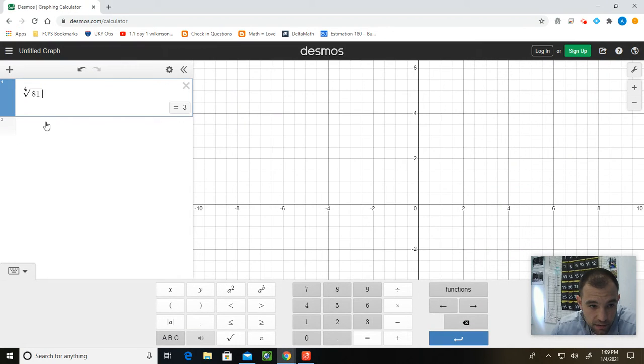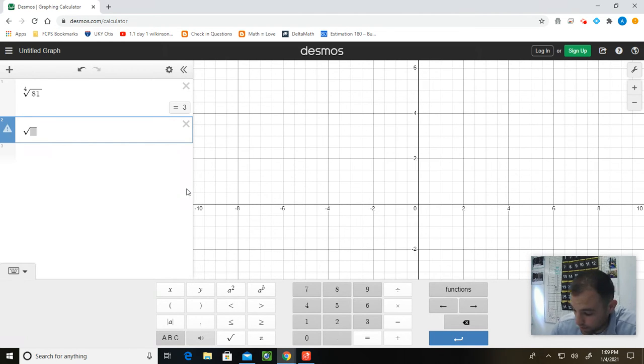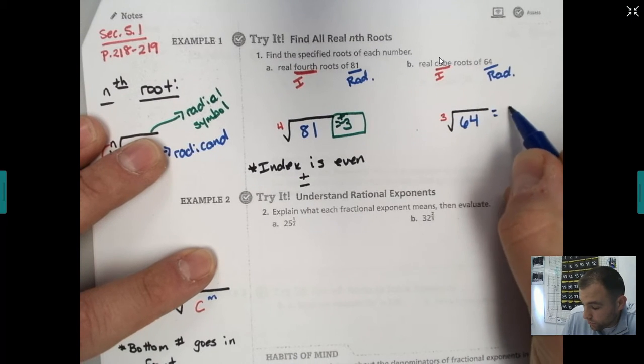And then we go back to our Desmos and do the cube root of 64. I'm just going to keep that other one there. Again, we go to functions, miscellaneous, and click that n. And it is the cube root of 64, and we get 4. So we got our answer. Our answer to this question equals 4.